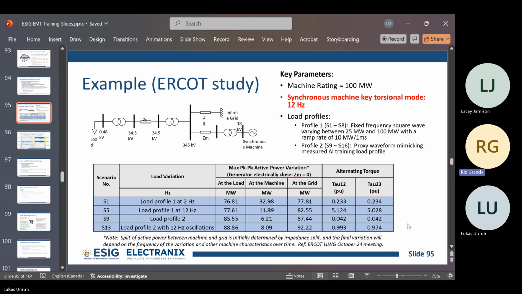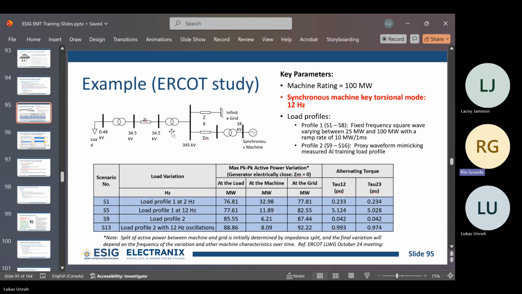Now, when we did that, even just that 5 megawatts of 12 hertz component was enough to get up to like 1 per unit torque impacts, right? So these are the kind of results we had. We can look in a little bit more detail as well, but just note that this phenomenon is very sensitive to the various impedances that are in this network.